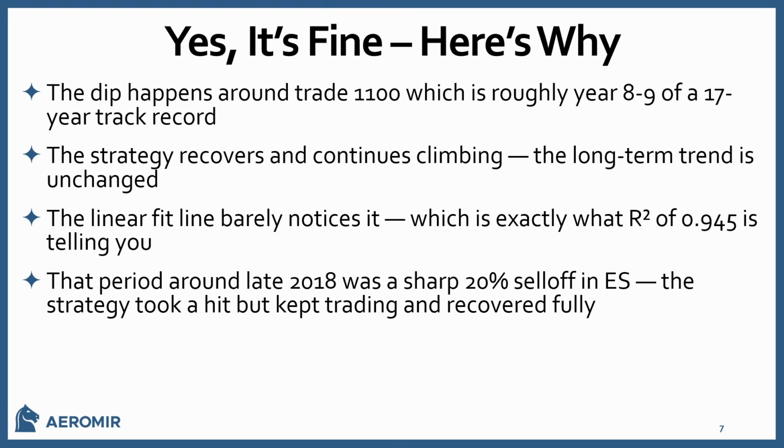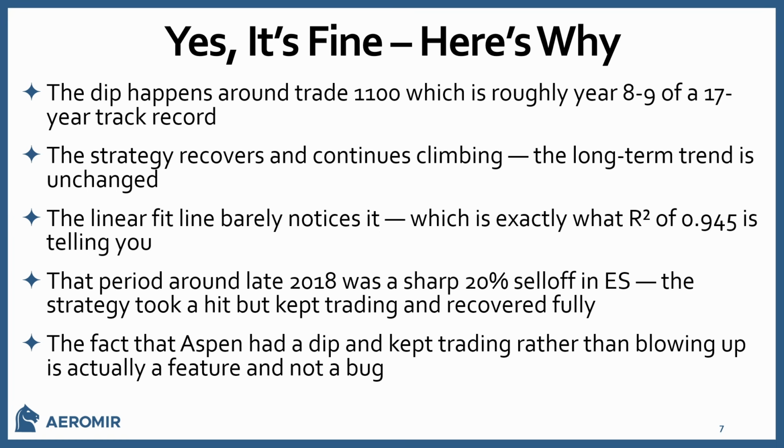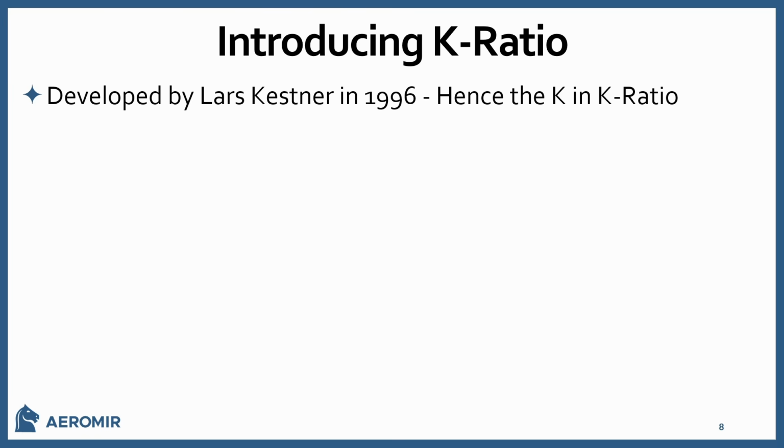That period around late 2018 was a sharp 20% sell-off in ES. The strategy took a hit, but kept trading and recovered fully. The fact that Aspen had a dip and kept trading rather than blowing up is actually a feature and not a bug. So let's introduce the K ratio.